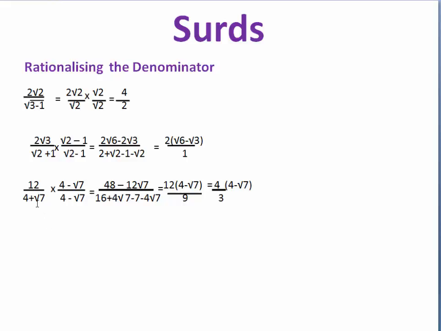Similarly here, reverse the sign, put that as the denominator, put the same as the numerator to make this effectively equal 1, and multiply to rationalize the denominator. This denominator becomes 9. Here we factor out this 12, so we get 12 times 4 minus square root of 7. Then, because we've got one term on top, one term on bottom, we can cancel the 12 with the 9, and we get 4 over 3, and in brackets, 4 minus square root of 7.